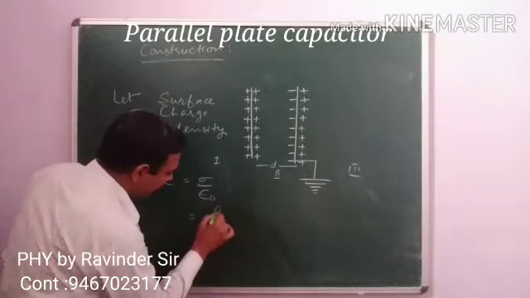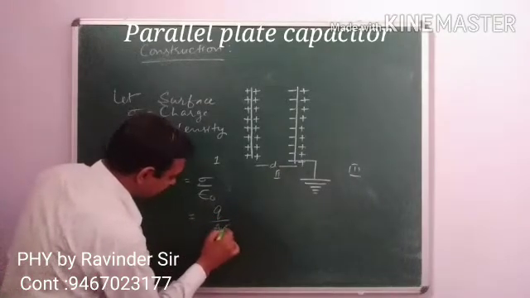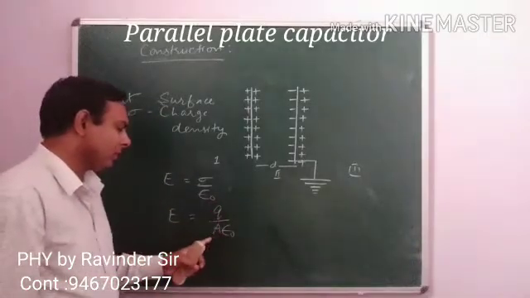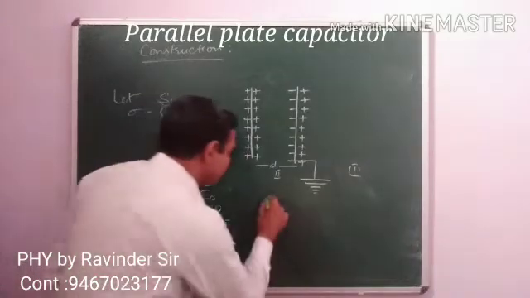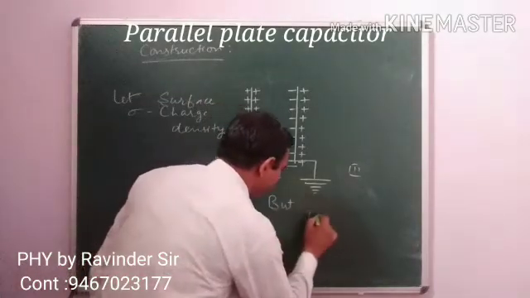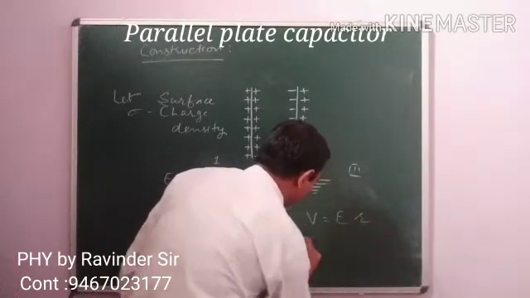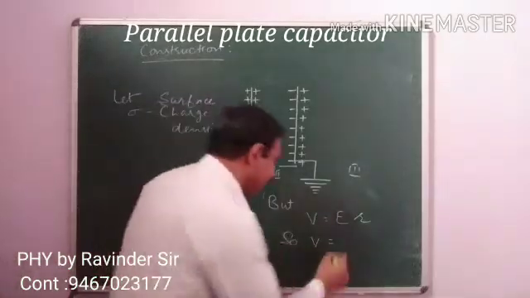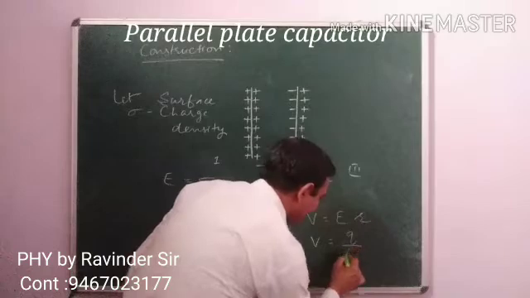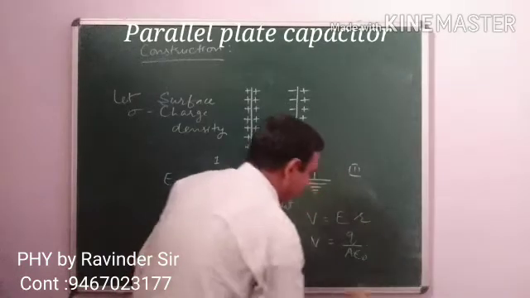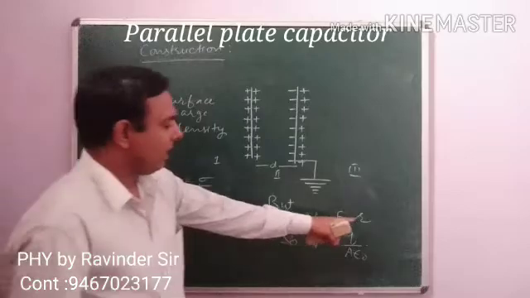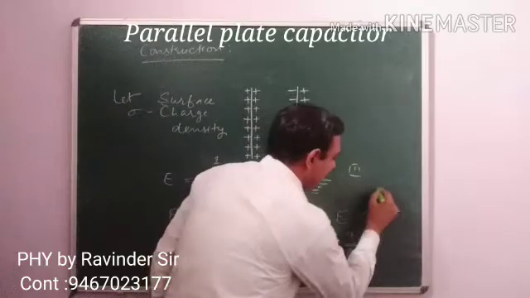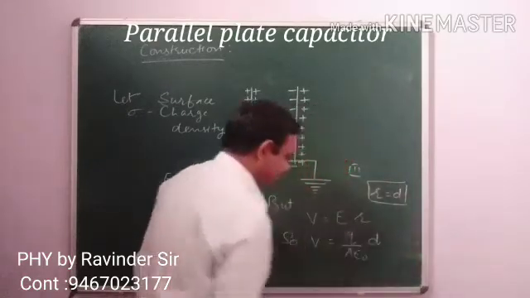So, charge per unit area: E is equal to Q upon A epsilon naught. But V is equal to E into r. So V is equal to, putting this value in this equation, Q by A epsilon naught into r. Here r is equal to d, so put r is equal to d for this case.